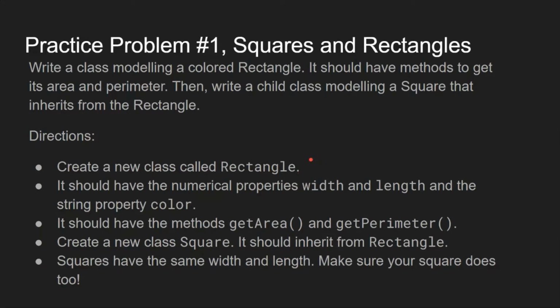So here are the directions. Create a new class called Rectangle. It should have the numerical properties width and length and the string property color. It should have the methods get area and get perimeter. And then once you're done with these, create a new class Square. It should inherit from Rectangle. And remember, squares have the same width and length, so make sure your square does too.